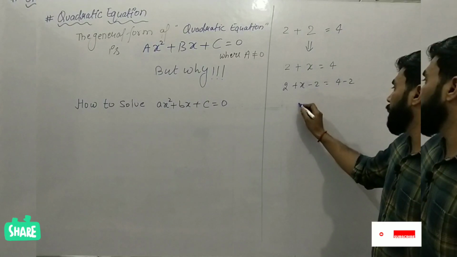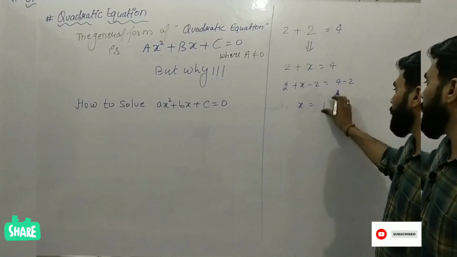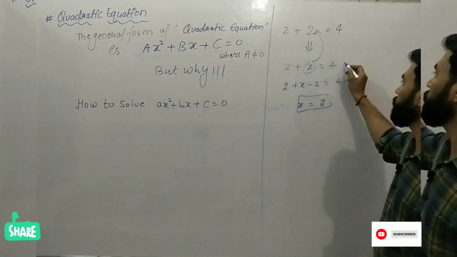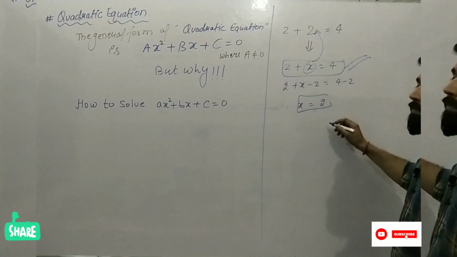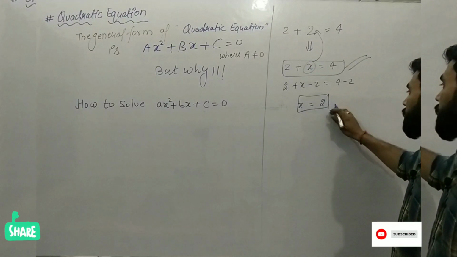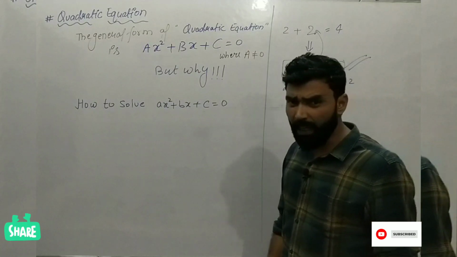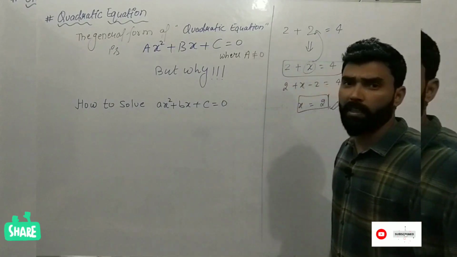So what will become? It will become x plus 0. So we are writing only x, and this side it will become 2. So that means at the place of x, what can we write down? 2, and this equation will be satisfied. And we know that this is the value of x. Simple. Now, can we put any other value at the place of x? No, it will not satisfy.